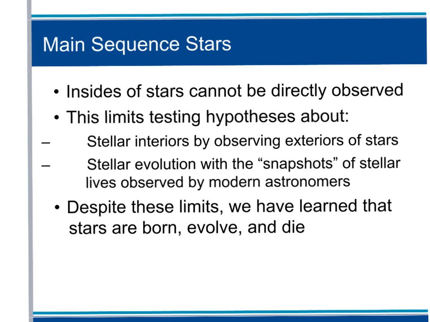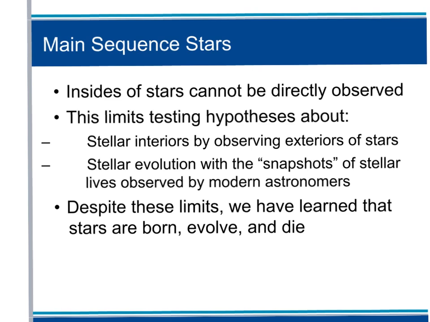So we can't be totally certain about what we're saying about the interior of stars. The limits to the hypothesis testing deal with the stellar interiors. We can't see them, but we're going to make conclusions about the interior by observing the exterior of the stars. And then for stellar evolution in general, there are limits to testing our theories, or our hypotheses, about the evolution.